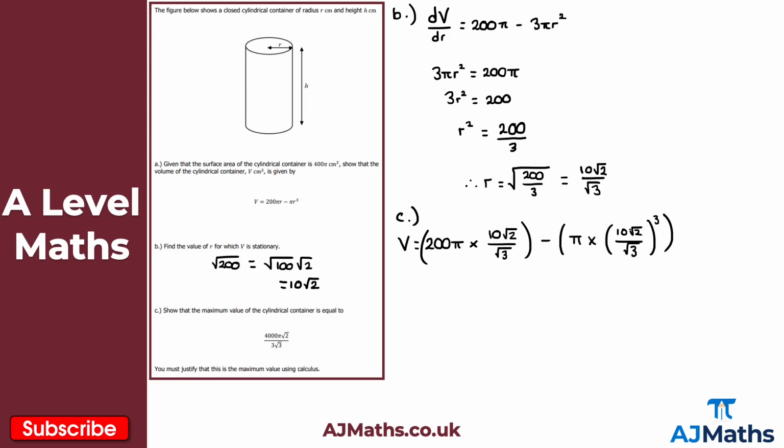Now what makes this part a little bit trickier than normal is that we need to get it into this exact form. Rather than the previous question where it was just x equals 5, we just substitute and get a value, there's a little bit more work involved for this part C. But nothing too challenging. So the first thing that I'm going to do is, well, I've got 200 pi times 10 root 2 over root 3. So 200 pi times 10 is 2000 pi. I've got 2000 pi root 2, and that's all over root 3.